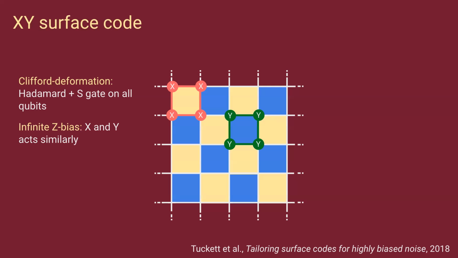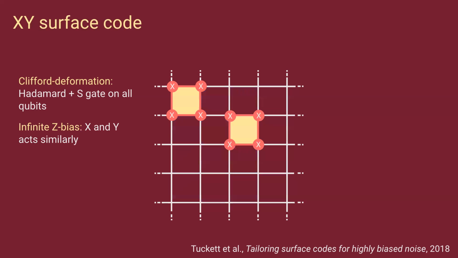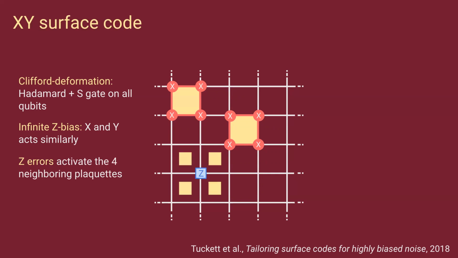Okay. At infinite Z bias, X and Y act similarly. So this model is just equivalent to that. So we just have X brackets everywhere. It's completely equivalent to this model by S. So if you want to have some intuition on this model, it means that the errors activate those four brackets around.